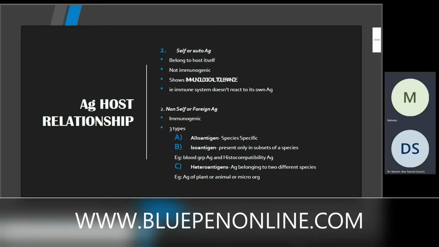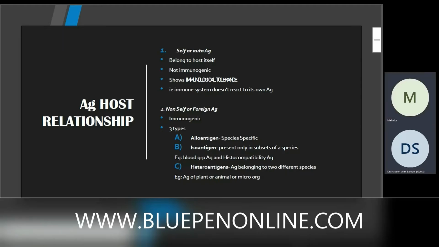The next is non-self or foreign antigen, that is immunogenic antigen. There are 3 types. There is alloantigen, which depends on the species, that is species specific. Then isoantigens, which are present only in a subset of a species. Examples are the blood group antigen and histocompatibility antigen.